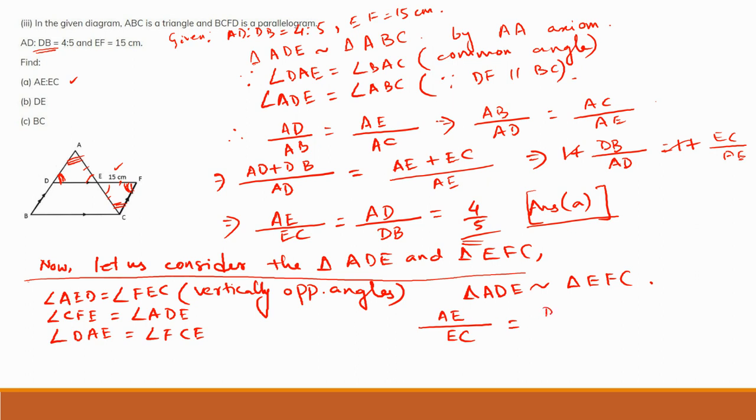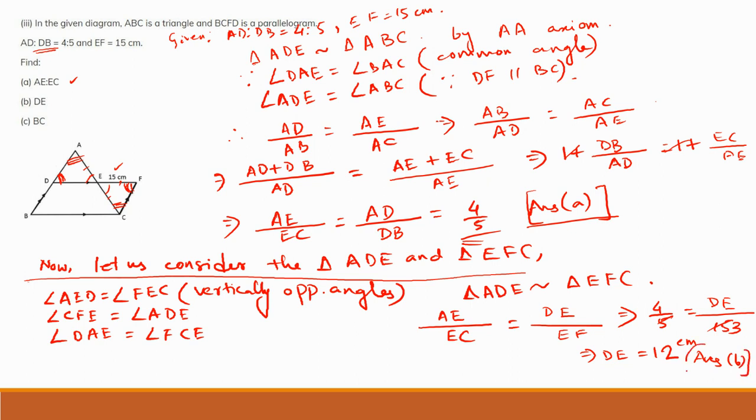So DE over EF, which we know, right? So AE divided by EF is equal to 4 by 5. DE we need to find out. EF is 15 centimeter. From here we get DE as 12. So the answer is 12 centimeter. Basically all are in centimeters, so DE is equal to 12 centimeter. This was the answer to question B.